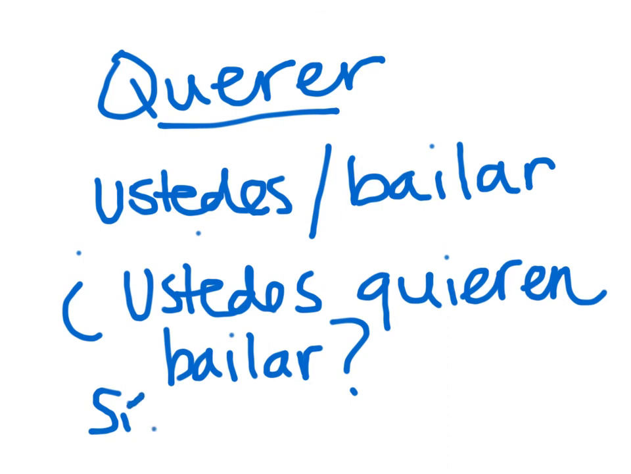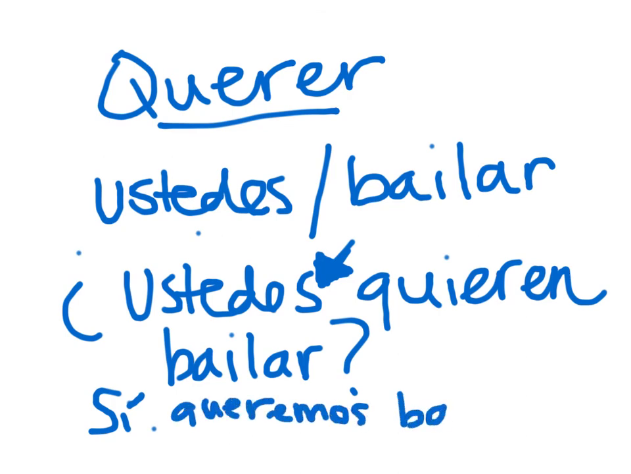Sí. Remember when we're asked with ustedes, we answer back with nosotros. Because if I walked up to you and I said, hey, do y'all want to dance? Then you would say back, yes, we want to dance. Do y'all want to do something? Yes, we do. So sí, queremos. And remember, you can put nosotros in there if you want. Queremos bailar. Yes, we want to dance. Okay, make sure we spell querer correctly, and we're able to ask questions and answer with that.